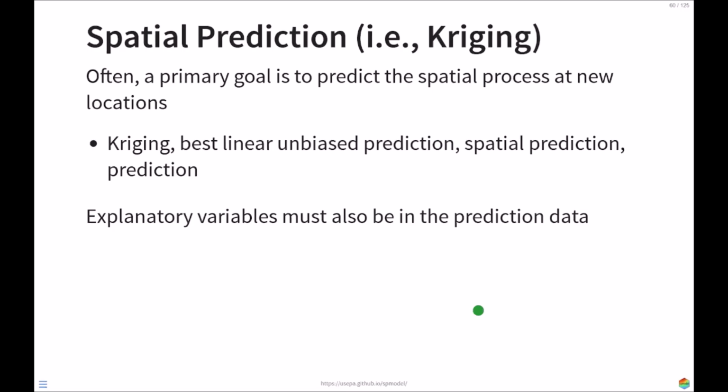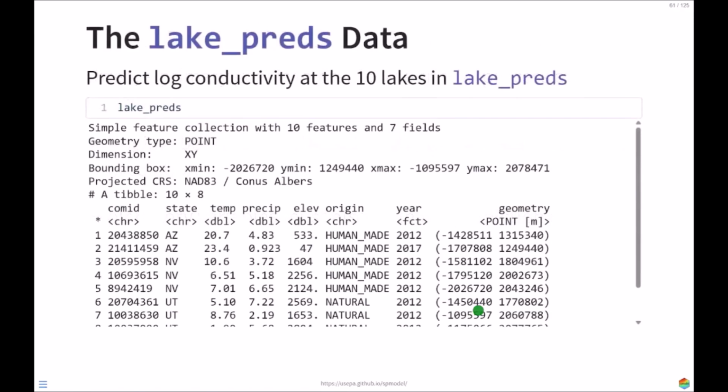Importantly, explanatory variables that went into the model must also be in the prediction data. This includes coordinates. So my goal here is to predict log conductivity at 10 lakes in lake_preds. lake_preds is another sf object that comes with spmodel. It has data for everything but log conductivity, which is the response variable, the thing that we're interested in predicting.